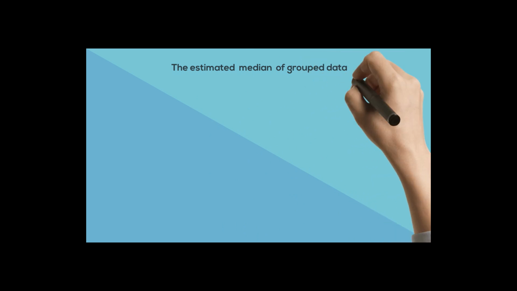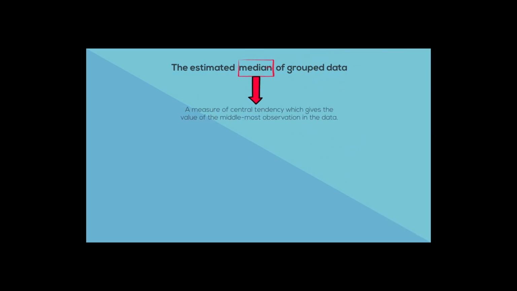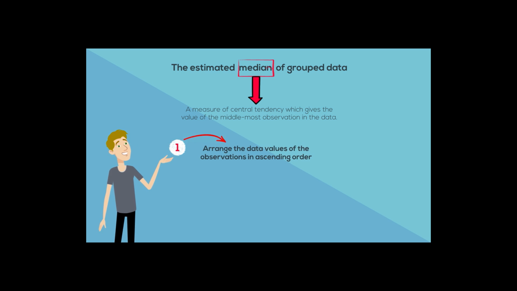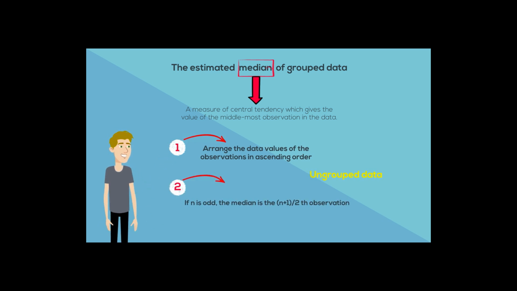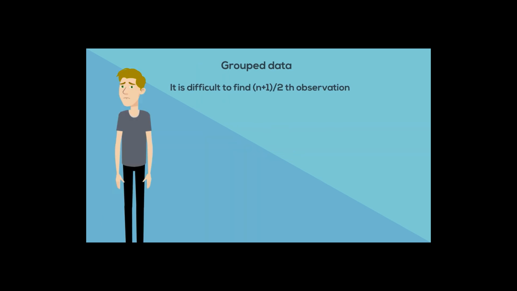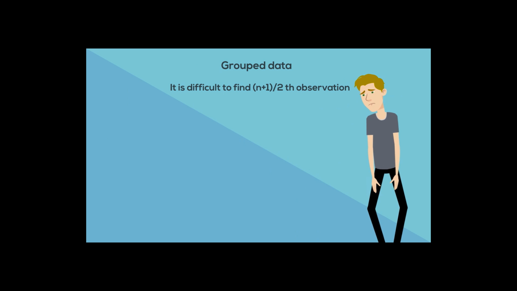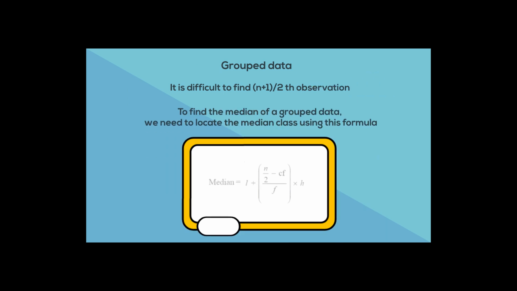How do we measure the median of grouped data? Is it hard to find the middle value of grouped data? Therefore, we will look at the median class first. The median class is the class containing the middle value. With the median class, we can calculate the median.